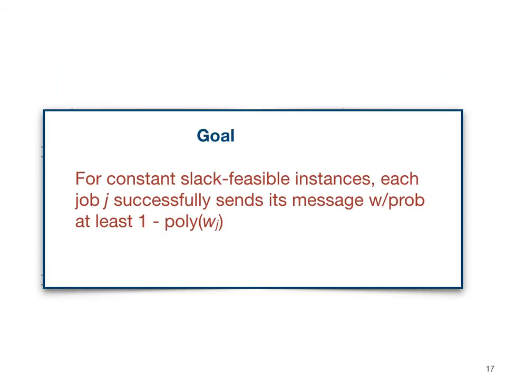Given this look at uniform, we're now ready to specify our goal in full detail. For constant slack feasible instances, each job should succeed in sending its data message with high probability in its respective window size. For the rest of this talk, I'll describe how we obtain this result.